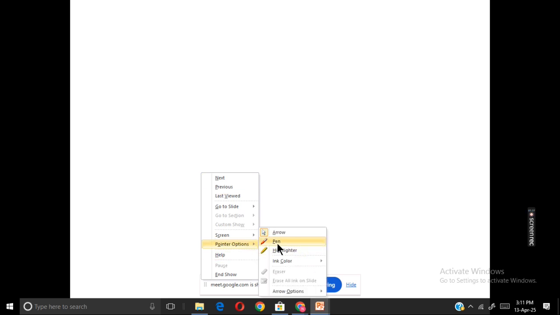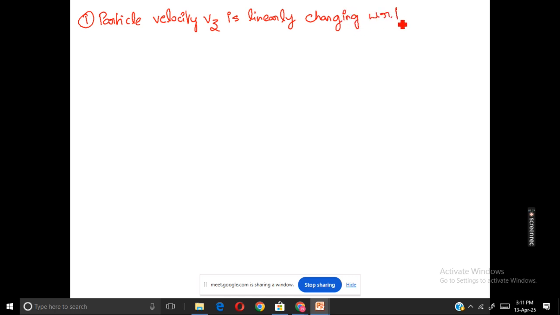So the important inferences that can be derived are: first, the particle velocity, which is given by Vz, is changing linearly with respect to time. The electric field is not affecting the velocity along the x and y directions. Particle velocity is linearly changing with respect to time.